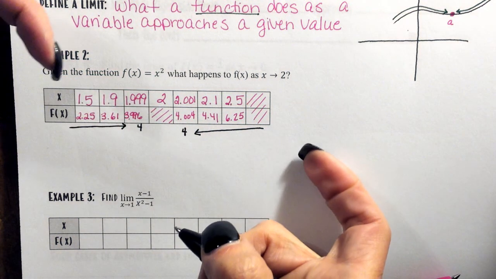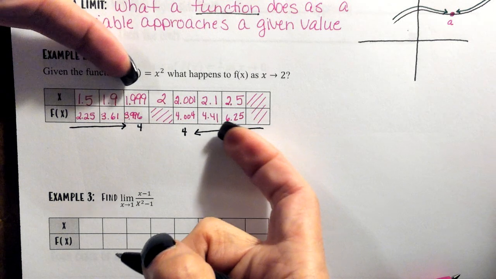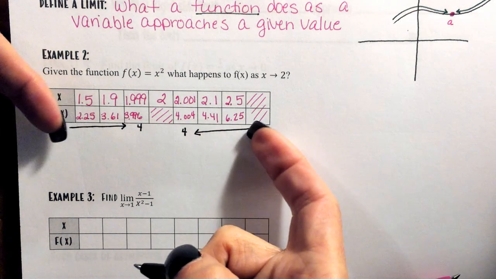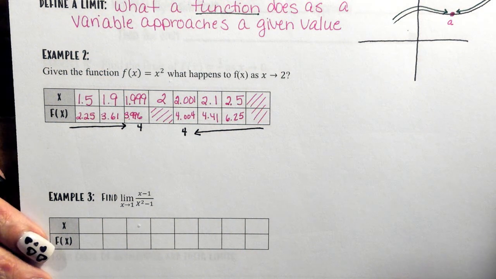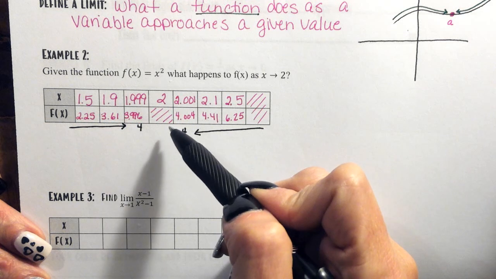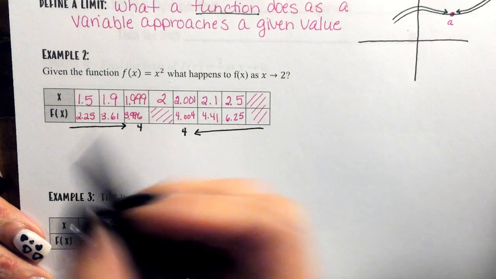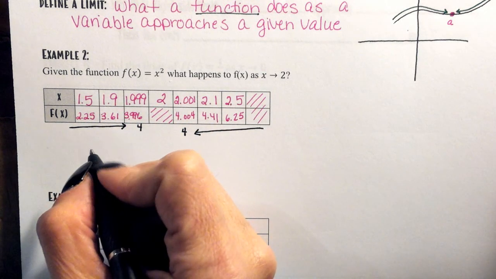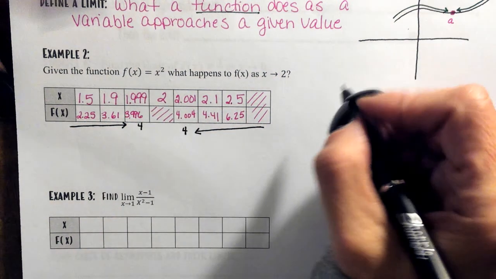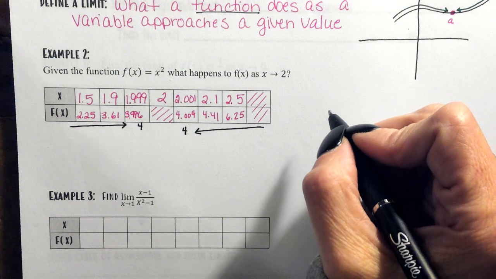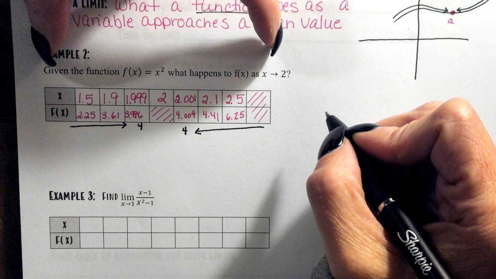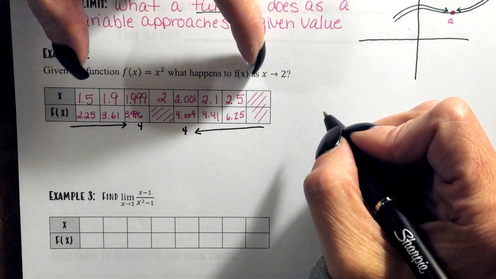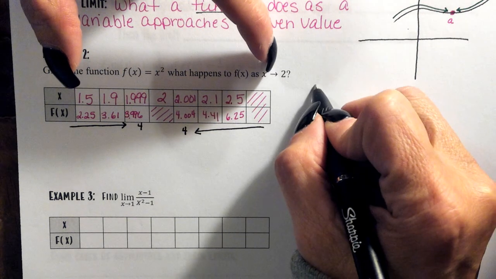So as the function approaches from the left and the right, when it approaches the same value, that's called a limit. And this one would have the limit, as x approaches 2, of 4. So let's write that here. Let's write it in a calculus form. How do you write this? Given the function f of x equals x squared, what happens to f of x as x approaches 2? That is called a limit.